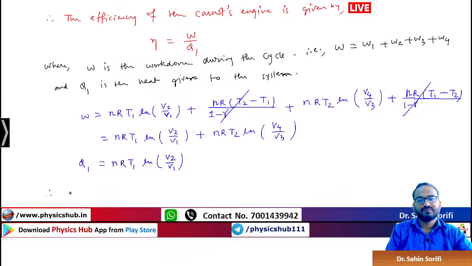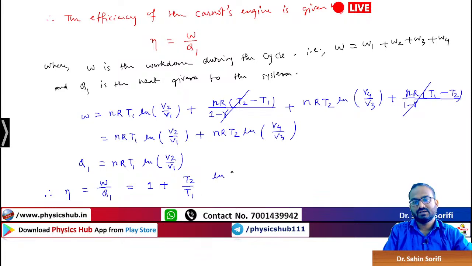So from this we can calculate the efficiency eta. Eta is equal to W upon Q1. You can see this nR T1 ln V2 by V1. We can write 1 plus, nR getting cancelled, T2 by T1 into ln V4 by V3 divided by ln V2 by V1.